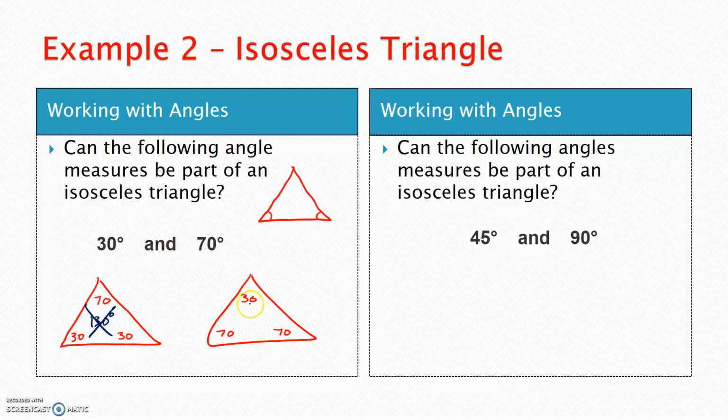What about this guy here? This is 30 plus 70, which is 100. 100 plus 70 is 170, close, but not 180 degrees. So no, it is impossible. Can the following angle measures be part? We're going to say no, that is not going to work out. That's not going to fly this time around.